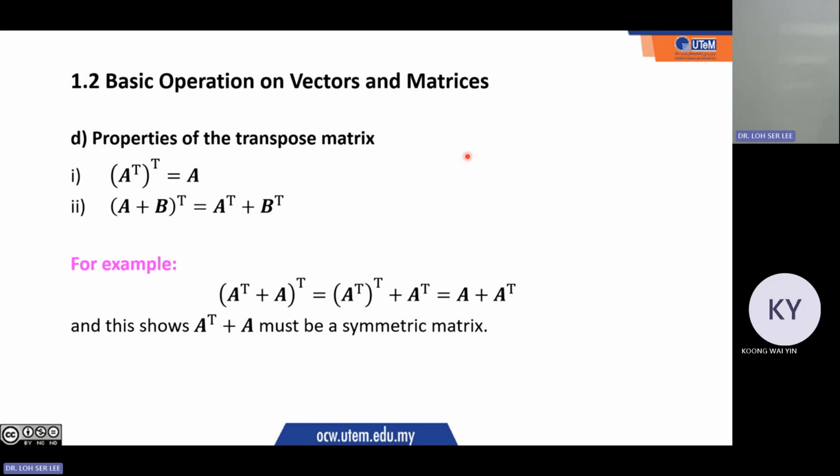So this A transpose plus A, you just assume as one matrix. Let's say this is B. B transpose equals B, which means B is symmetric. That means we conclude that B, which is A transpose plus A, is a symmetric matrix based on the properties of the transpose matrix. This is one of the examples.